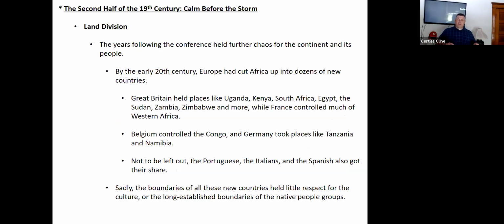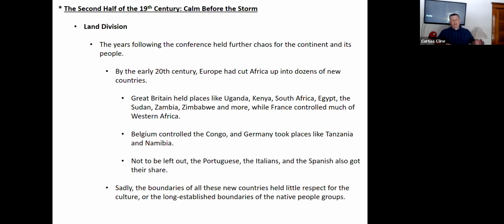By the early 20th century, Europe had cut Africa up into dozens of new countries. Great Britain held places like Uganda, Kenya, South Africa, Egypt, the Sudan, Zambia, Zimbabwe, and more, while France controlled much of Western Africa. Belgium controlled the Congo, and Germany took places like Tanzania and Namibia. Not to be left out, the Portuguese, the Italians, and the Spanish also got their share.